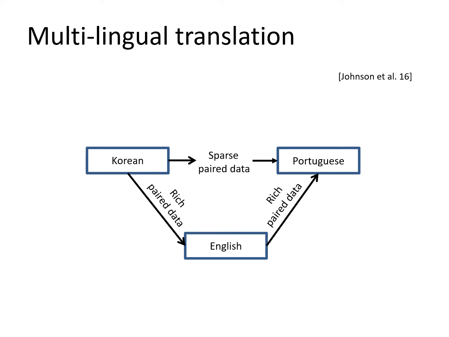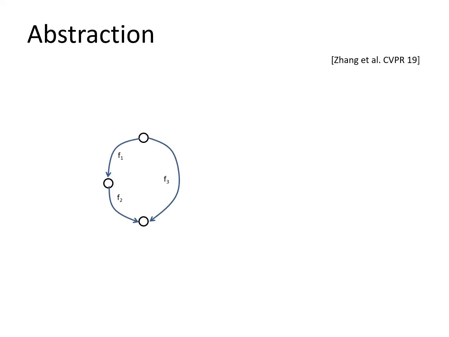So again, we go back to the language example. Here we have three languages, three neural networks. Abstractly, we can summarize this using a directed graph with three nodes, each of which represents a language, and three edges, each of which represents a machine translation network, right?